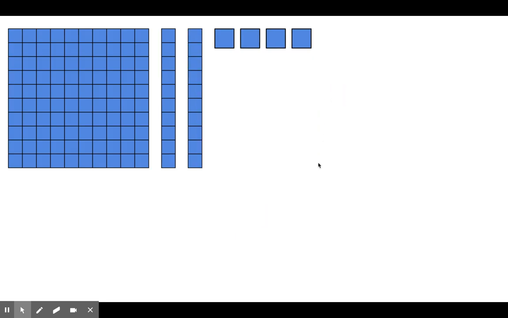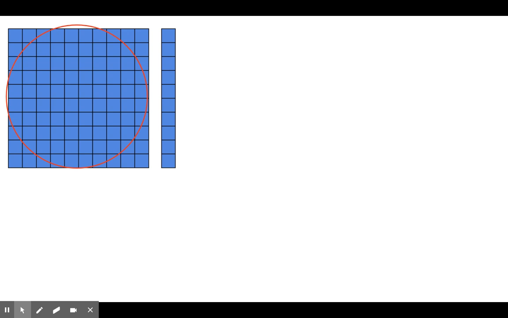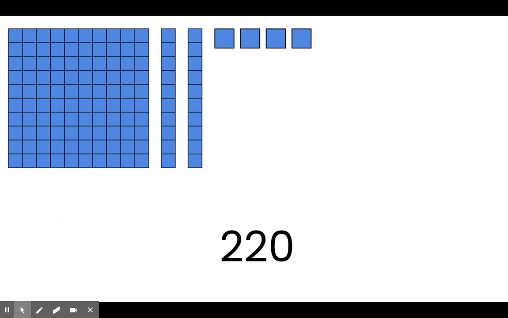Good counting. Here's 124. Let's see if we can count backwards to 100. Here we go. 124, 123, 122, 121, 120. Now we need to count back by 10. 110, 100. Good counting.